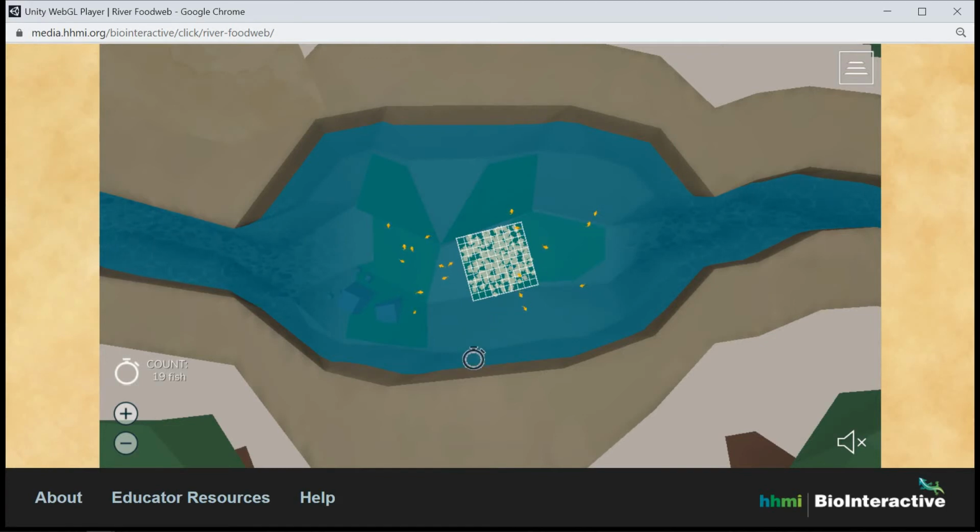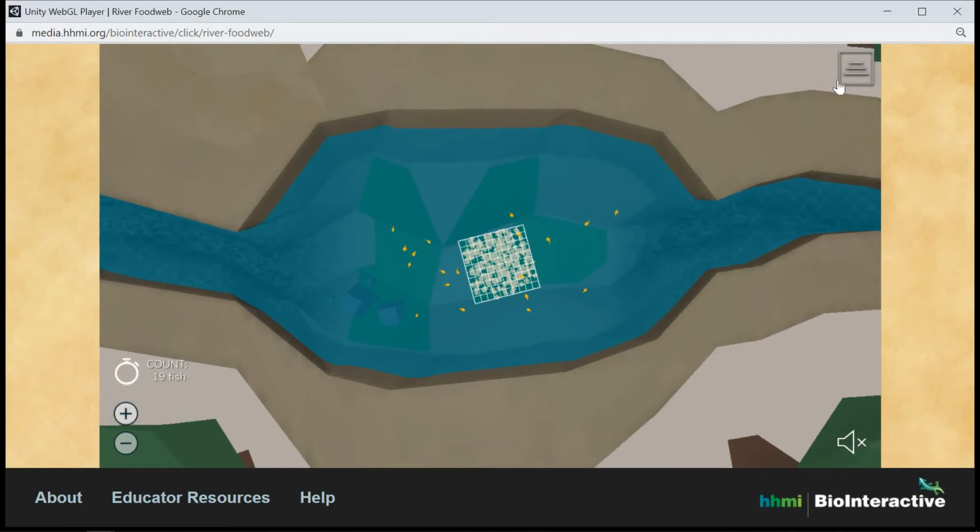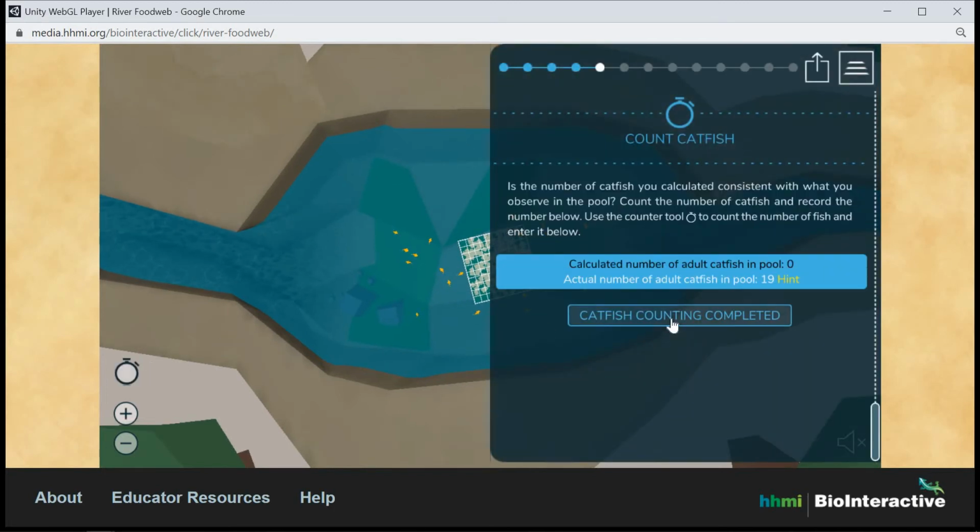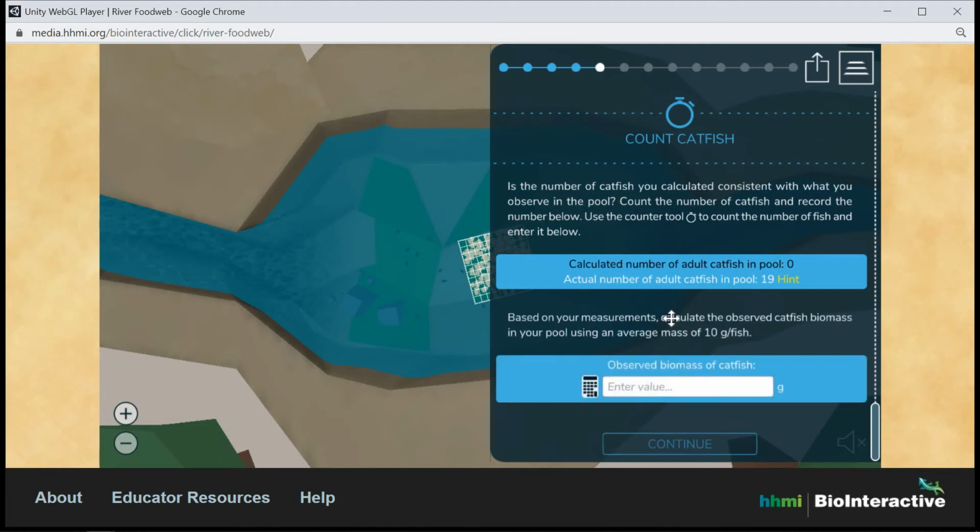And then once you have every catfish in your pool counted, once you return your counter, you should be able to click catfish counting completed. It says, based on your measurements, calculate the observed catfish biomass in your pool using an average mass of 10 grams per fish.